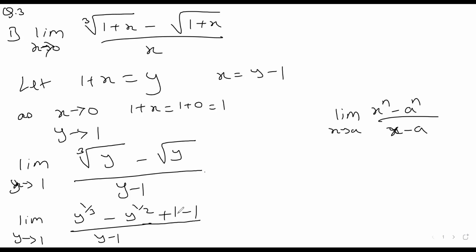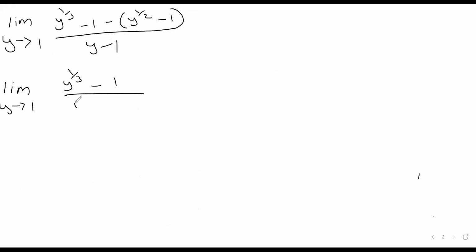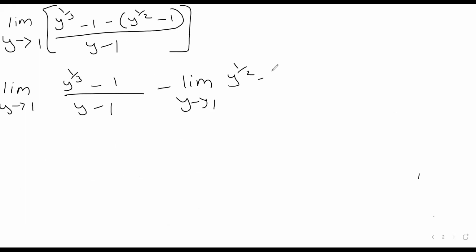See, हा जो -1 होता तो इकडे लावला आपण आणि या y raised to 1 by 2 plus 1 मधनं -1 कॉमन घेतला. Okay, whole thing upon y minus 1. So I can write limit y tends to 1, y raised to 1 by 3 minus 1 upon y minus 1 minus limit y tends to 1, because limit can be applied to both, y raised to 1 by 2 minus 1 upon y minus 1.